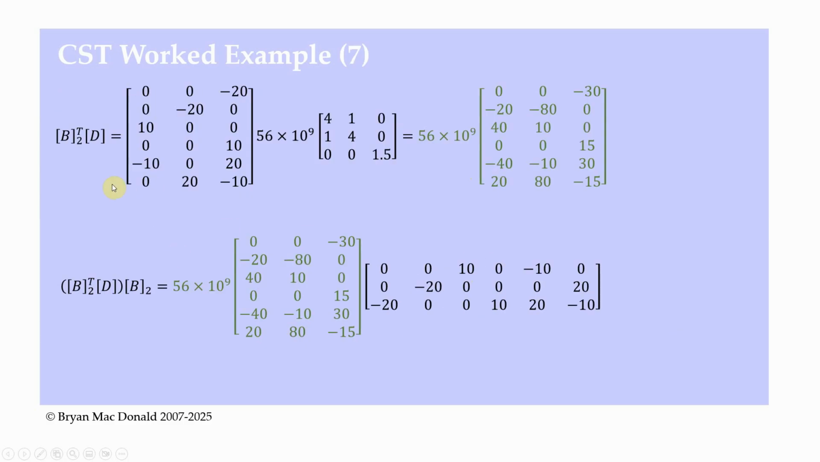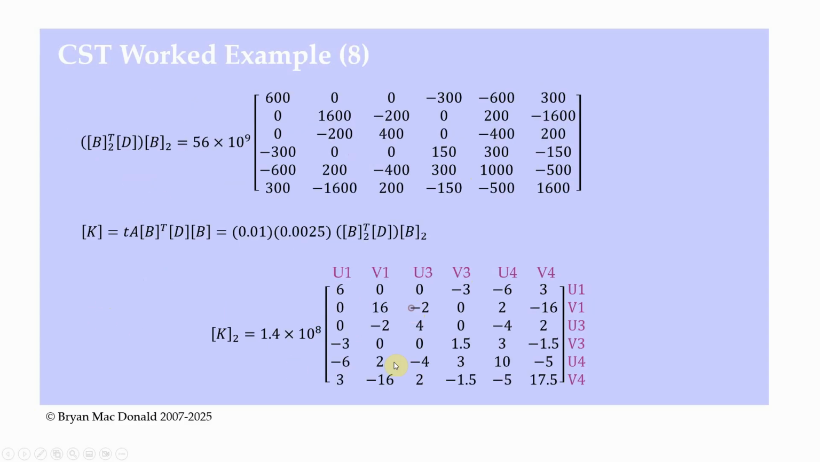Similarly, B transpose times D gives me the green matrix here. That multiplied by B again gives me my BDB. And then again, putting in the thickness and the cross-sectional area gives me my K matrix for element number 2. And again, the last time I had U1, V1, U2, V2, U3, V3.